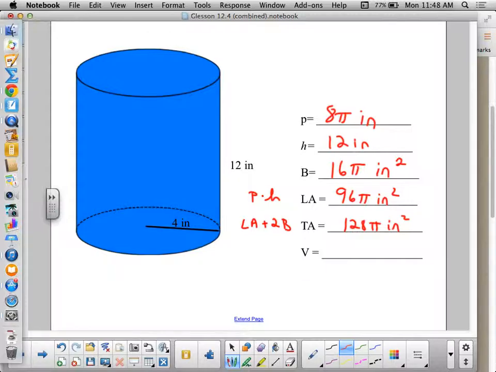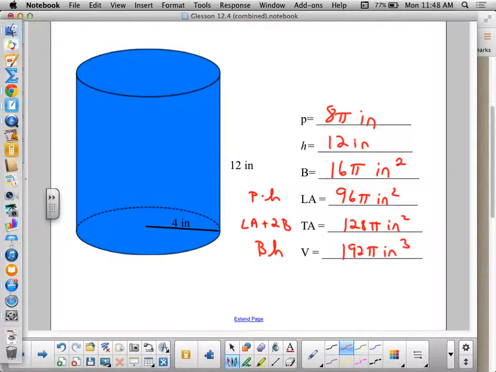And the volume is just the base area times the height. Base area is 16 pi, height was 12. 16 times 12 is 144 plus 48, 192 pi. Inches cubed.